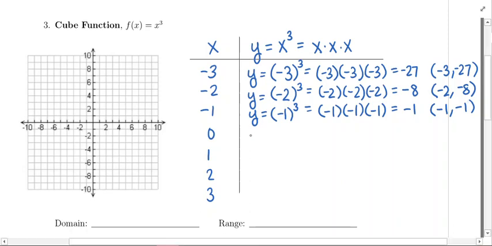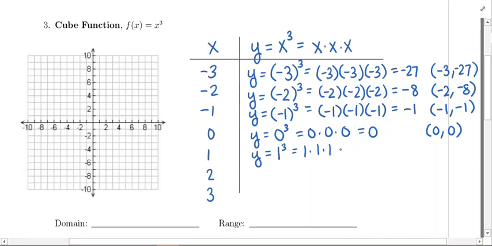Moving on to x equals 0. We're going to get y equals 0 cubed. That's 0 times 0 times 0, which is 0. So this graph is going to go through the origin. Most of these basic functions go through the origin. Now we get to our positive x values. We'll start with x equals 1. The y value will be 1 cubed. That is just 1 times 1 times 1, which is 1. So the graph will go through the point 1, 1.